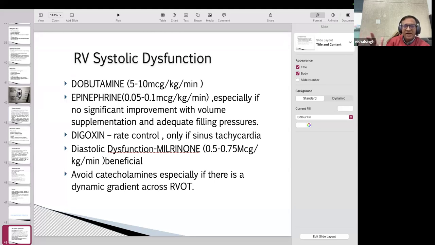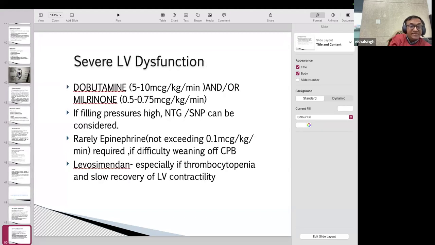So we normally go by an RV systolic dysfunction with the dobutamine and epinephrine combination, occasionally milrinone if there's diastolic dysfunction. Digoxin, previously we have used it once in a while for rate control. Now, very, very rarely we use it. And one should avoid high doses of catecholamines, especially if there's a dynamic gradient across the RVOT in the post-op tetralogy. Similarly, for LV dysfunction, dobutamine and/or milrinone works good enough. Sometimes you may have to use a catecholamine along with that. And if filling pressures are still very high, a little bit of nitroglycerin can be considered.